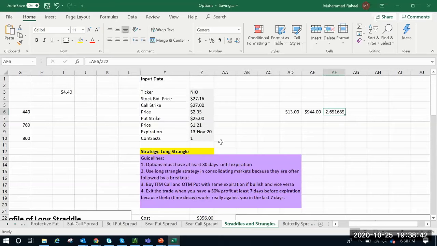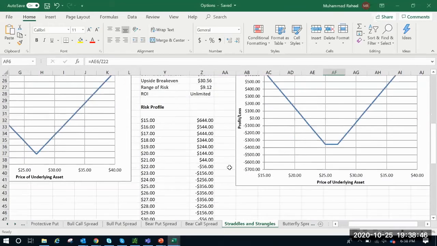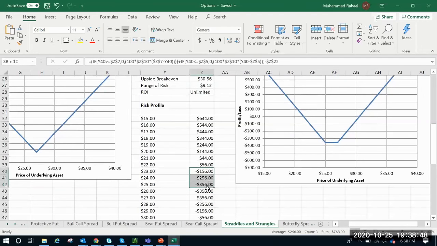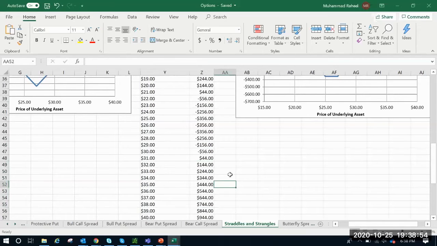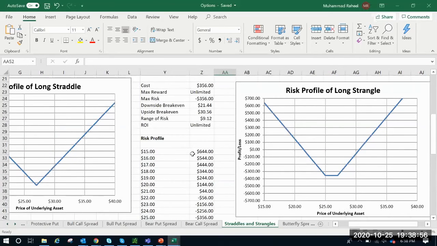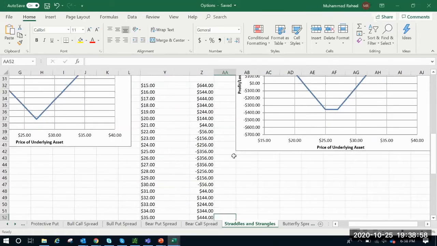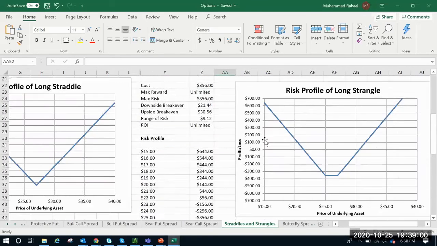If you are wrong and it kept tanking, the P&L is interesting. You will start losing until a point where the put option starts to really save you. Sorry, I went the other way. Yeah, this way, so you will lose more. Let's do a couple of cases here.